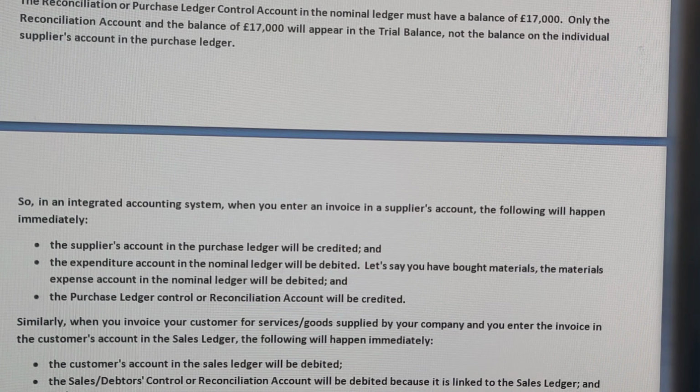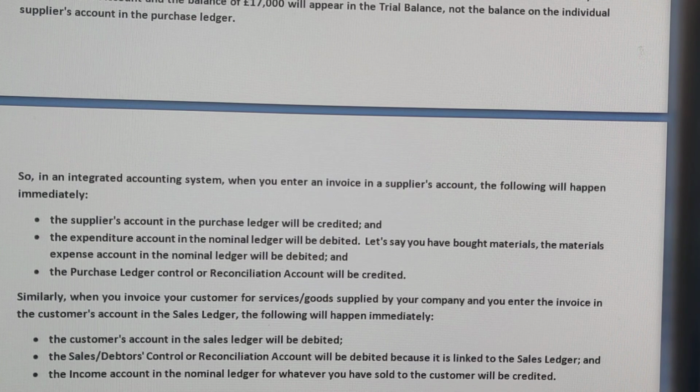Now, when you invoice your customer for services that your business has provided, you enter the details in the customer's account in the sales ledger. This is what will happen straight away as soon as you post the transaction. The customer's account in the sales ledger will be debited. The sales ledger control or reconciliation account will be debited because it is linked to the sales ledger. The income account in the nominal ledger for whatever you have sold will be credited.